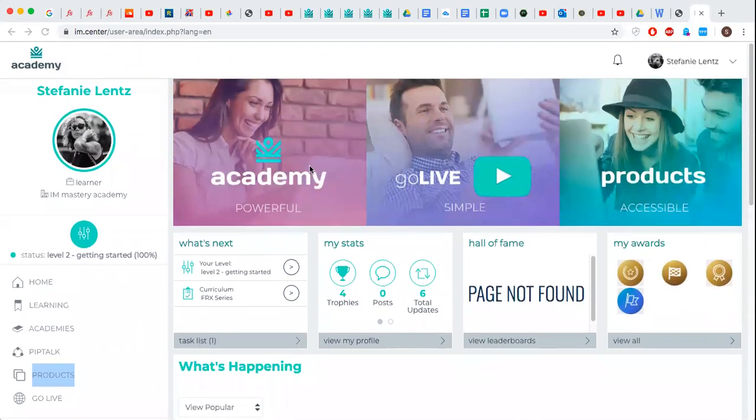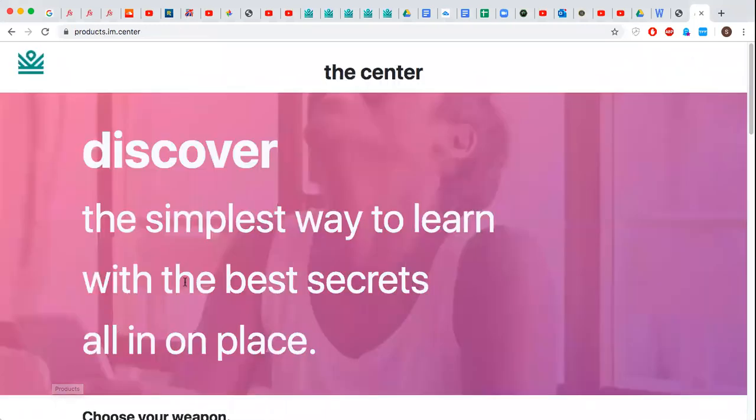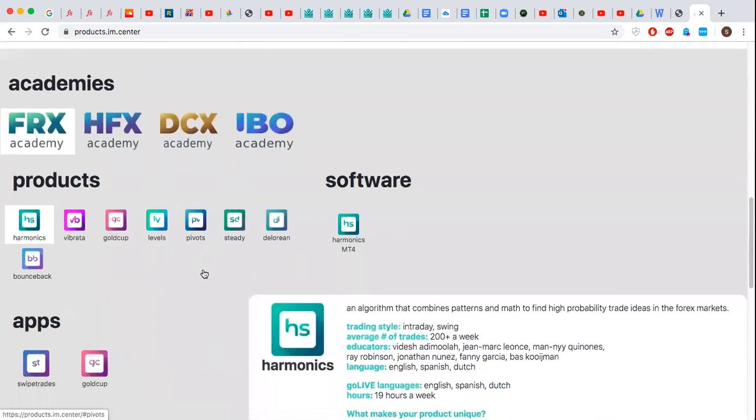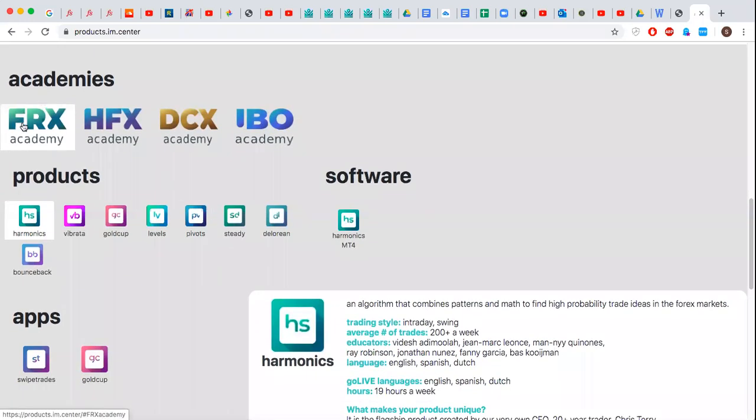What I love now is that everything is literally under one roof. Before, on the old platform, you had a separate link, a separate website just for the scanner. So now it's super easy. You just come to IM.Center, go to Products here on the side, and you scroll down. If you have the Platinum package, then you're only going to see the Forex Academy. Everything else is going to be grayed out. I have the Elite, that's why I see everything. So you just come to Forex Academy.